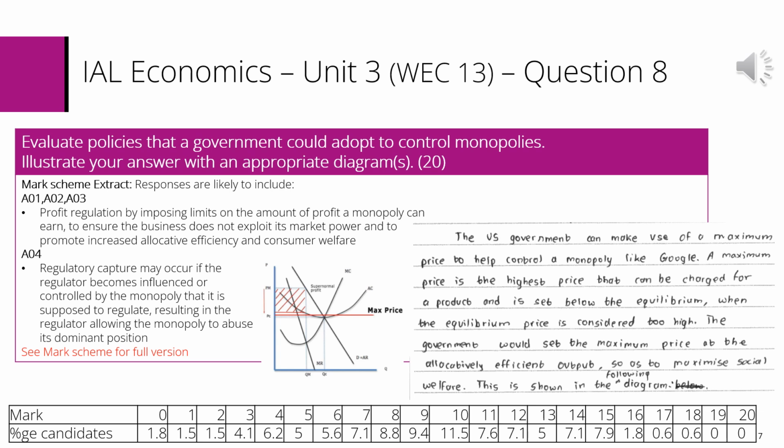Looking at the evidence of the percentages of students who gained each mark, 51% of students attempting this question gained less than half marks, and no student scored 19 or 20 marks. In fact, only about 10% of responses gained a mark higher than 15. Overall, this was the second worst performing question for this unit. Most candidates understood what policies the government could use to control a monopoly. However, many candidates were unable to provide a detailed analysis of how they worked.